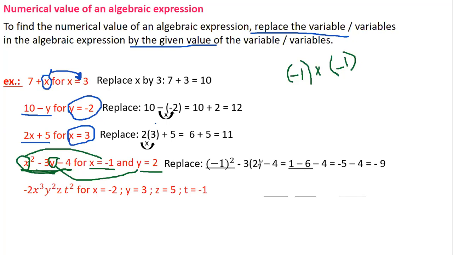Now, -3 multiplied by 2. What is the sign of 2? If 2 has no sign, what sign does it have? Positive. So negative times positive is? Negative. So we write negative. 3 times 2 is 6, and we write the -4. Now 1 minus 6 is -5, -4 is -9.